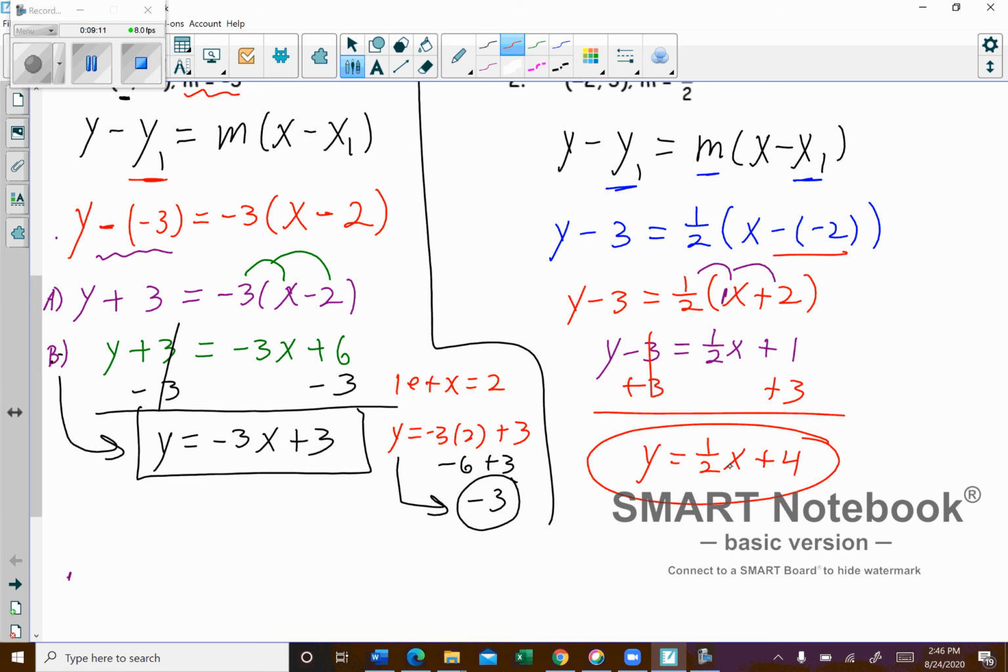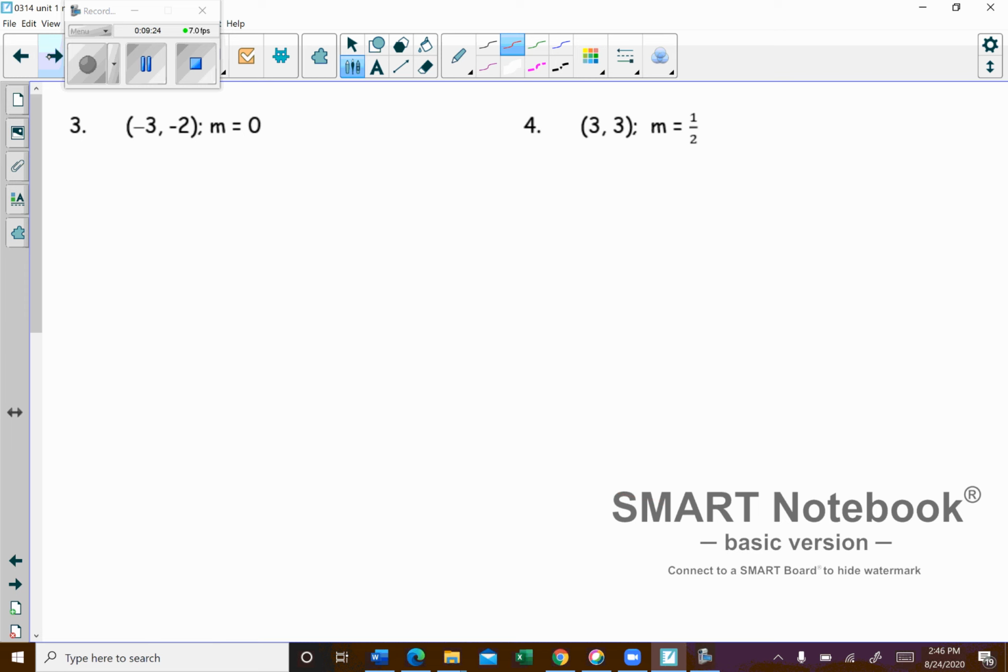Okay, so we'll try a couple more, and make sure you got these down because it's going to get more challenging. We're going to have to deal with some fractions in a moment. And I'm not talking about like that 1/2. It'll get a little bit more challenging. Number 3 should not be too bad. We have a slope of 0, so hopefully you can picture in your mind what that's going to look like. So this is one of our special cases.